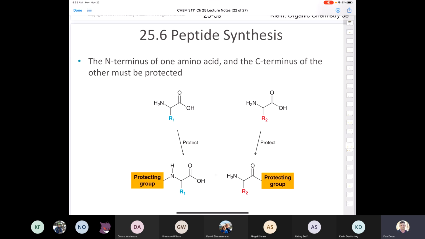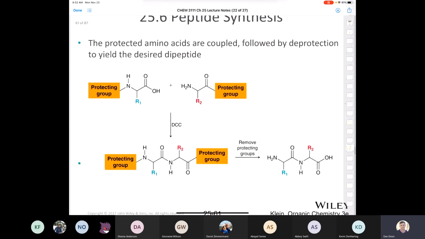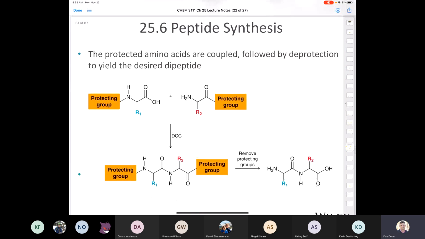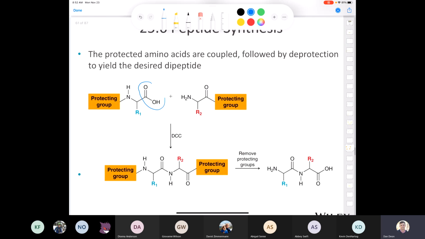We looked at these back in the alcohols chapter. Well, now you're going to learn a few new protecting groups that are popular in peptide synthesis. So here's our strategy. After we've protected those two groups, we're going to react that carboxyl with that amine, get our dipeptide, and then remove the protecting groups. So what do we need to learn next?